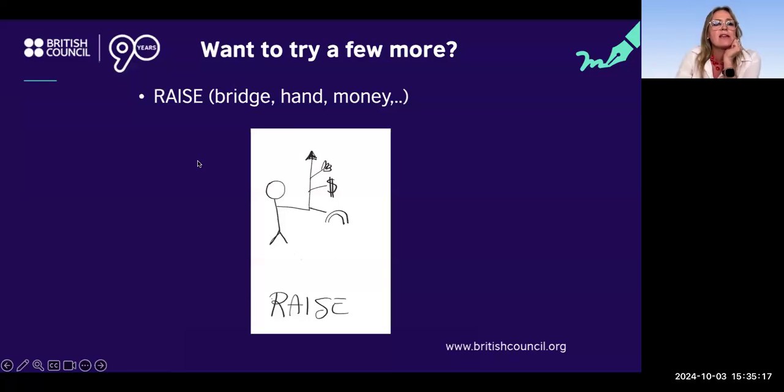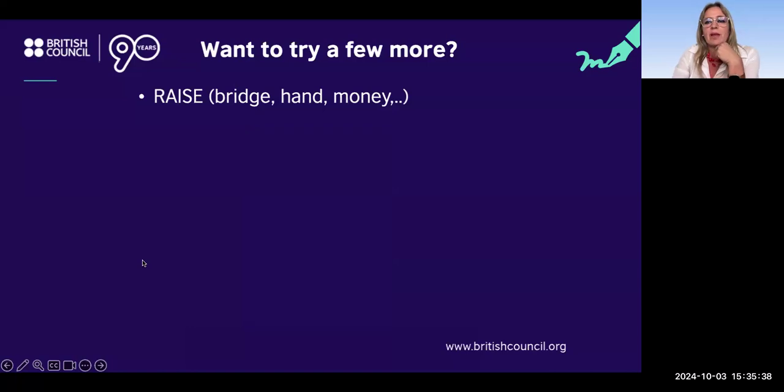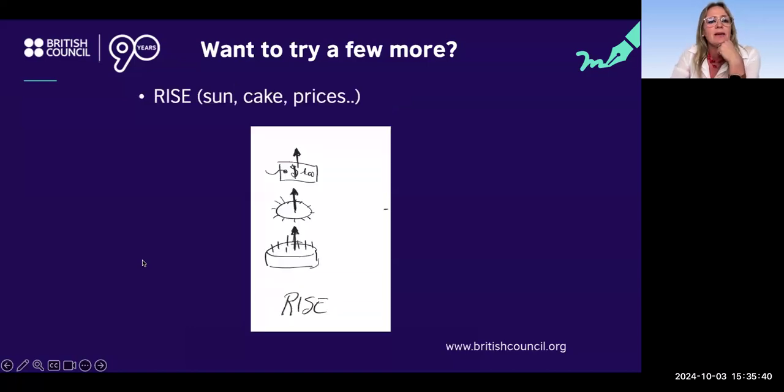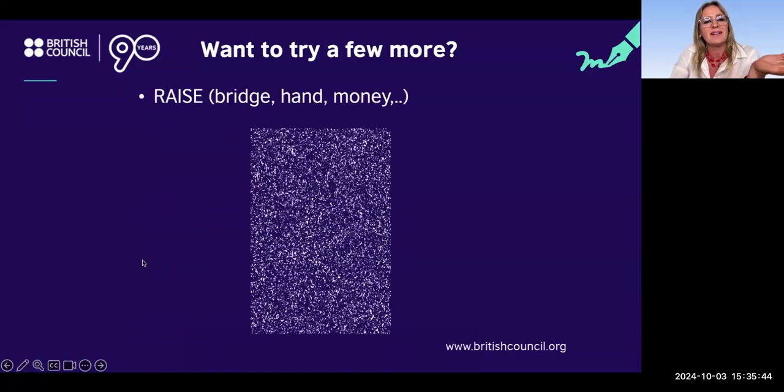So, to raise a bridge, acting upon money, so to raise money, or a hand. I don't know if you can see that this is a hand. So to raise your hand. And of course, giving the idea of going upwards. But if you notice, you can see the difference between, sorry, I'm going back, between rise and raise.